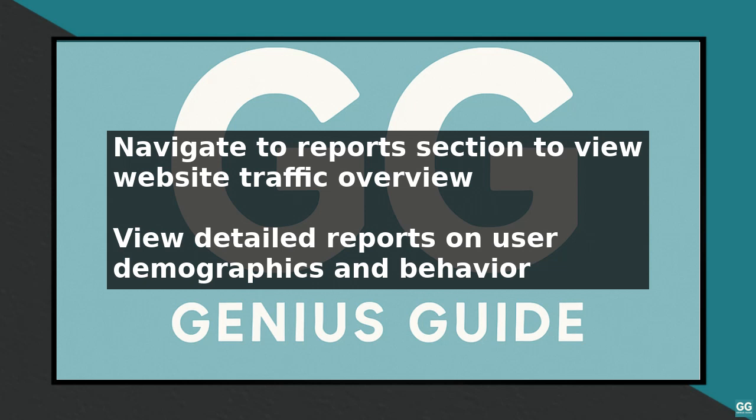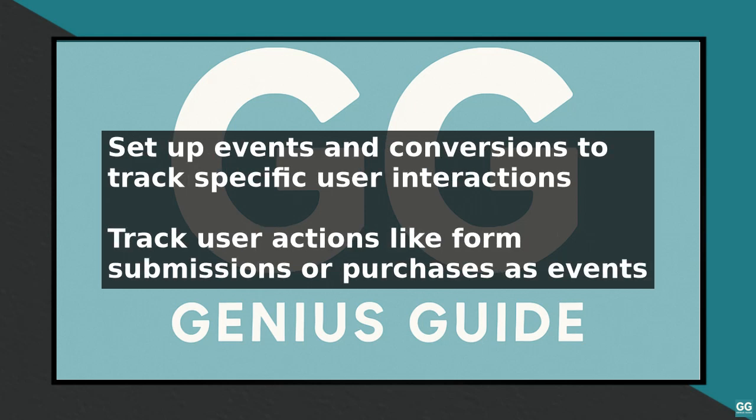To monitor specific events or conversions on your website, set up events and conversions in the Configure section of your Google Analytics 4 property. For example, you can set up an event to track when a user fills out a form or makes a purchase. You can also set up conversions to track when a user completes a specific action, such as signing up for a newsletter.